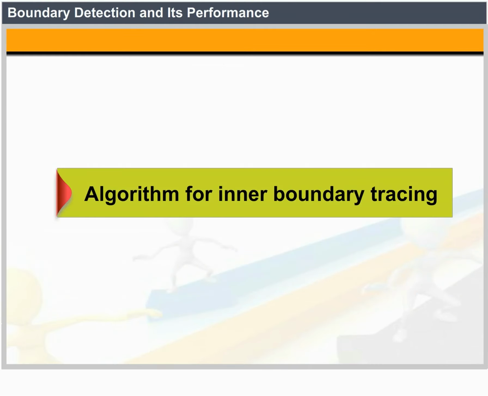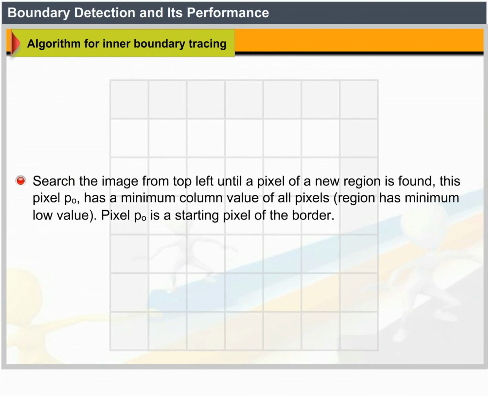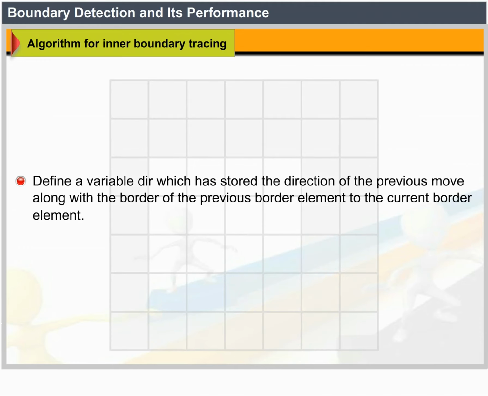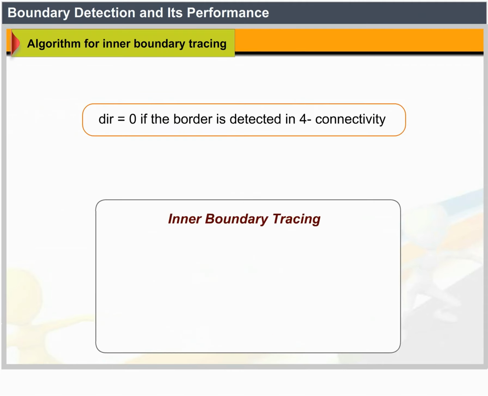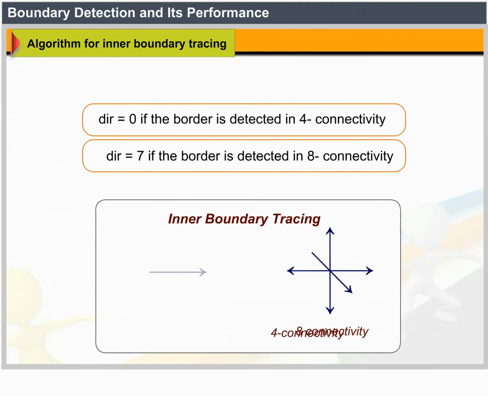Algorithm for inner boundary tracing. Search the image from top left until a pixel of a new region is found. This pixel P0 has a minimum column value of all pixels. Pixel P0 is a starting pixel of the border. Define a variable dir which stores the direction of the previous move along the border from the previous border element to the current border element. The representations for dir equals 0 and dir equals 7 are now shown.